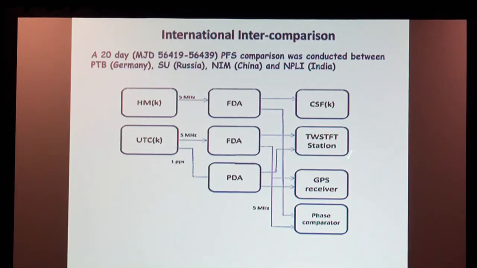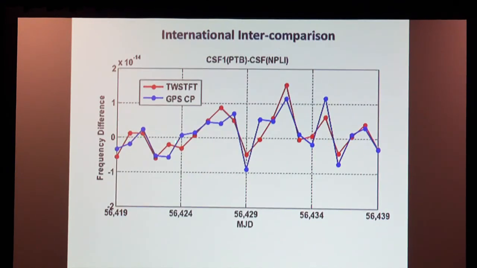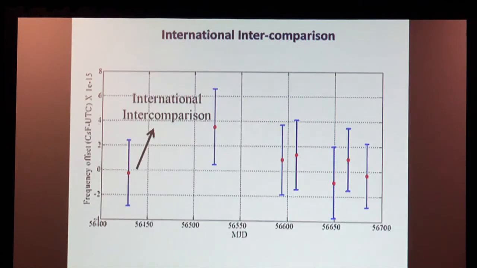So with that, we did an international intercomparison sometime in 2015 or so, and the results are shown. This was done by two techniques: two-way time transfer using fixed communication satellites or global positioning satellites in common view. And the agreement between the fountain at NPL and PTB is, I think the result is here, it agrees pretty well, within plus or minus 2 × 10^-15.